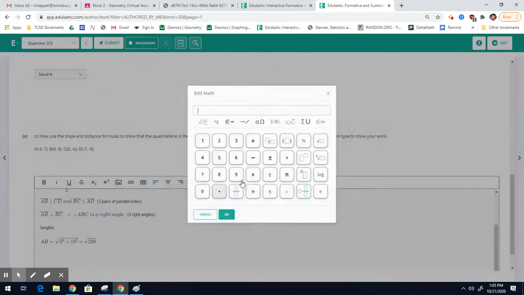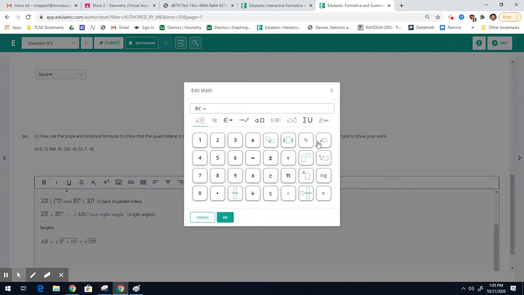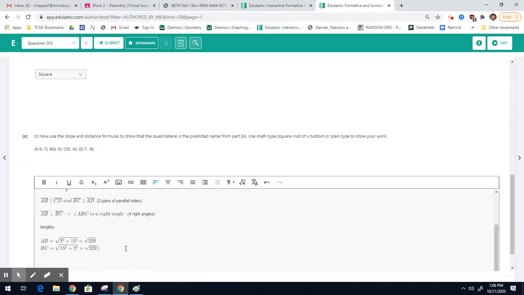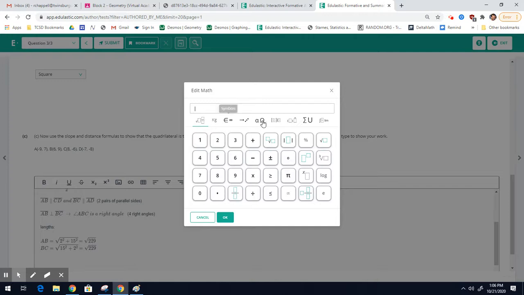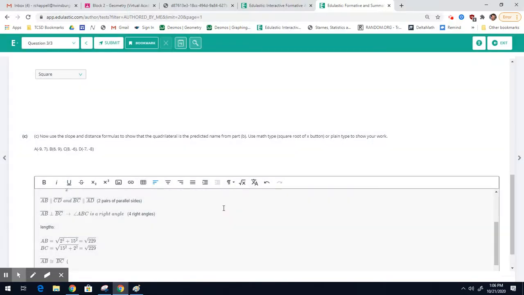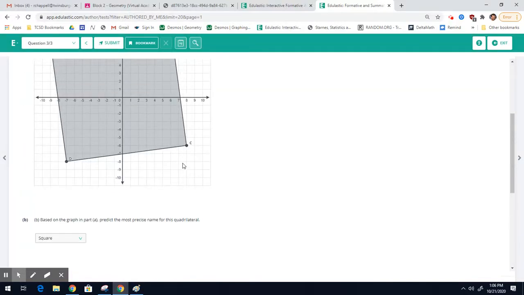Ignore the negative when you're doing length. So BC equals the square root of 15 squared plus 2 squared. And those are the exact same numbers inside the square root as AB. So of course, it's going to be the same thing, square root of 229. And what this shows is that segment AB is congruent to segment BC.